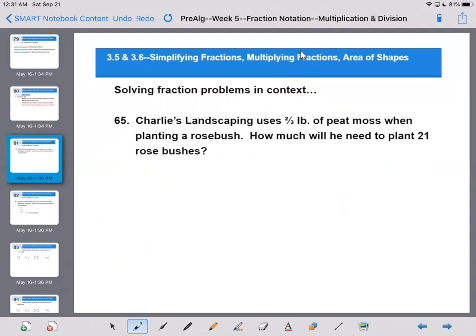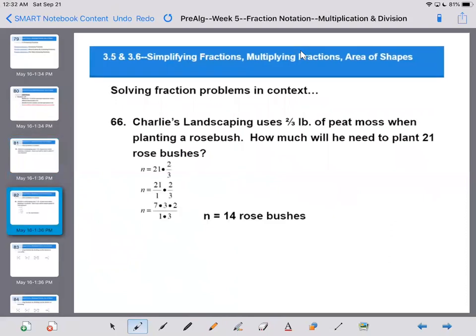So Charlie's Landscaping used 2/3 pound of peat moss when planting a rose bush. How much does he need to plant 21 rose bushes? Well, here we notice that if it's 2/3 of a pound for one rose bush, then for 21 rose bushes, we would do the multiplication here. But remember, we can write 21 as a ratio compared to 1, which gives us a better view of, well, this is going to be 21 times 2, which would be 42, and 1 times 3, which would be 3.